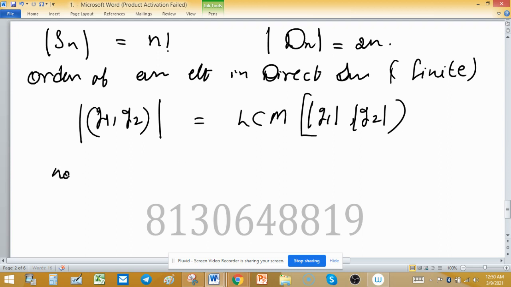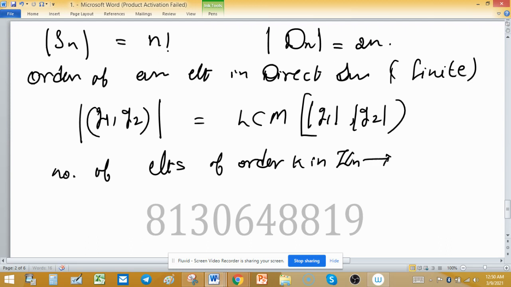Now the number of elements of order k in Zn, I think I explained to you, is phi(k) if k divides n, or this is 0 if k does not divide n.